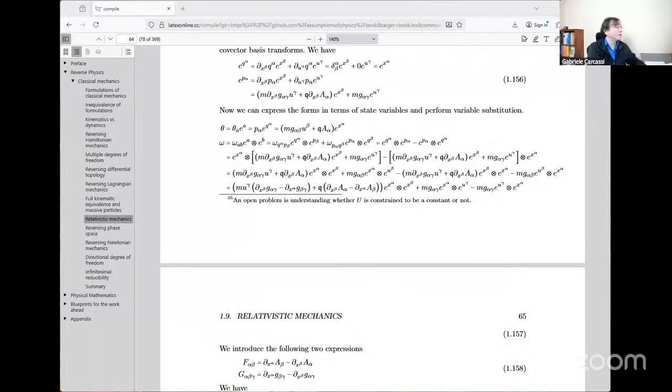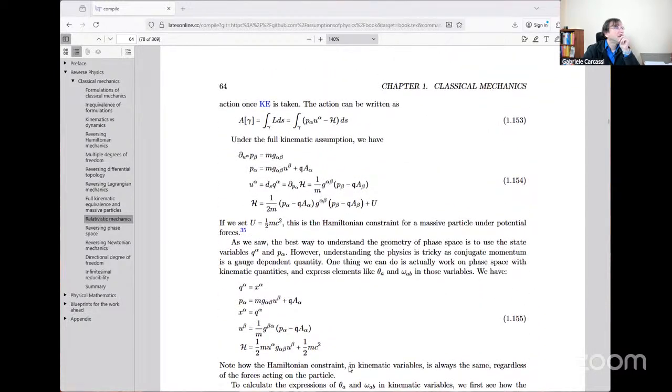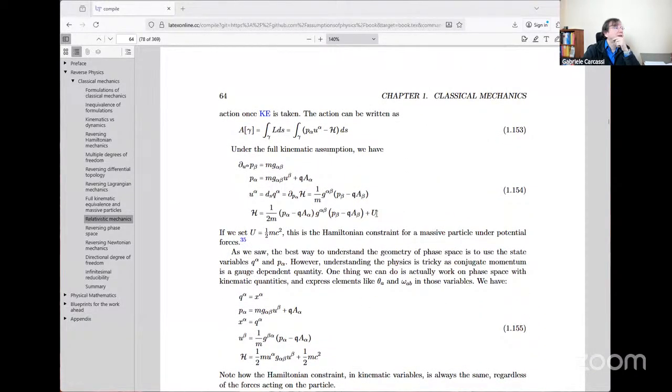Right. The issue here is that the affine parameter is arbitrary, and therefore there is some arbitrariness in the Hamiltonian constraint. And so I do not know whether you can always choose a parametrization where this function is essentially a constant. I do not know.